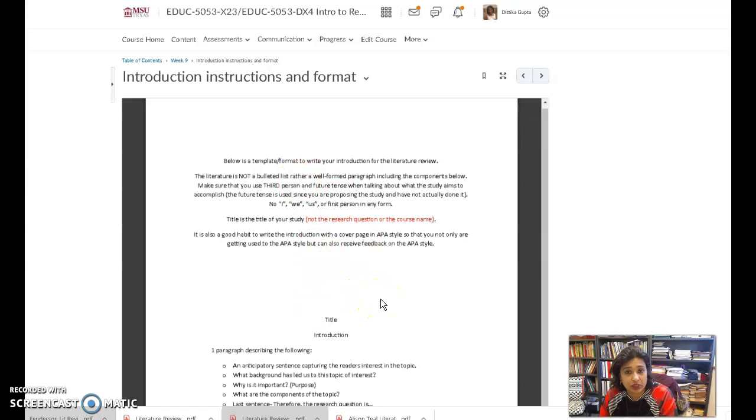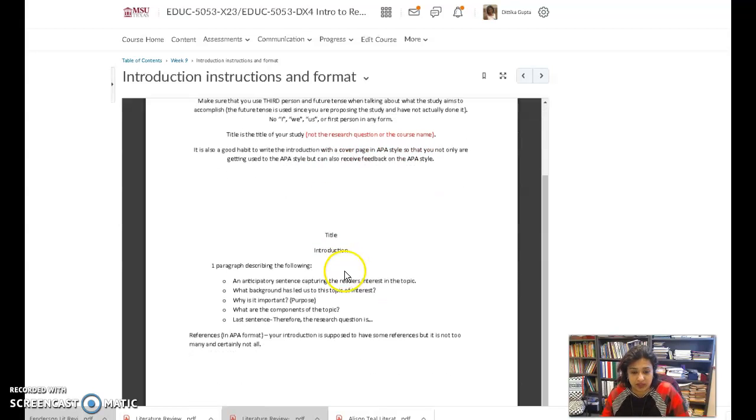Your introduction is not a bulleted list. Okay, it is a paragraph, one big paragraph, or you can make it two small paragraphs. Plus, it does not have any first person. You cannot have I, we, us. Everything has to be in third person. It has to be objective completely: the researcher, the authors, the research, the study. Nothing can have I, we, us, ours, or anything like that.